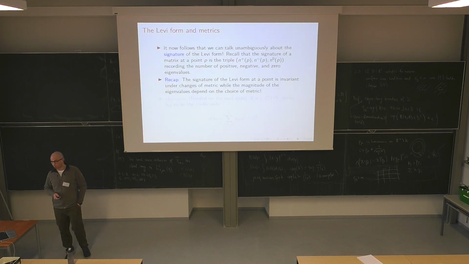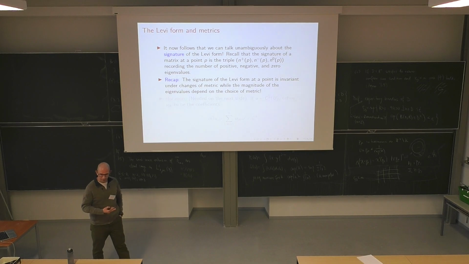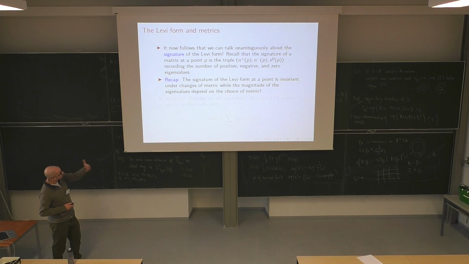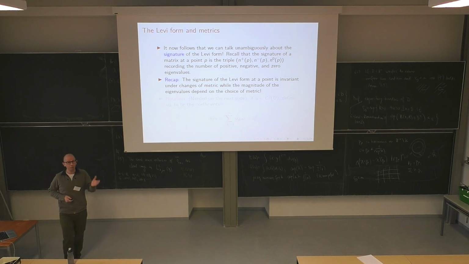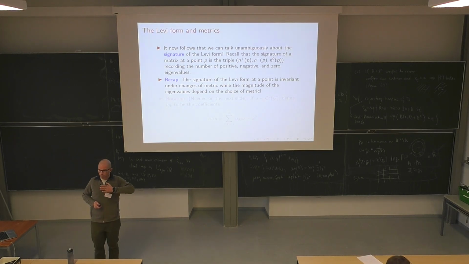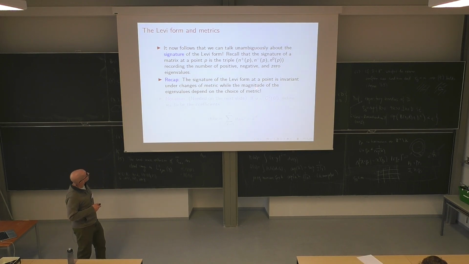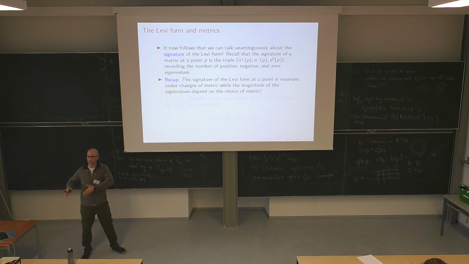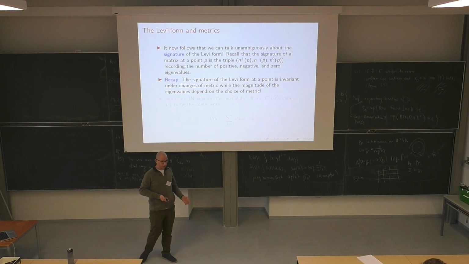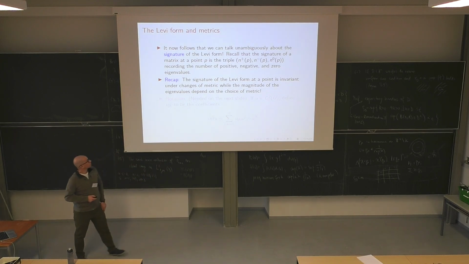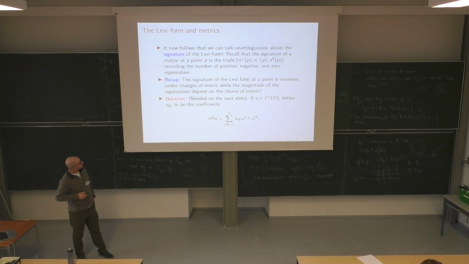All right, so once we have chosen the defining function and the metric, then we can talk about the eigenvectors and the eigenvalues. One of the things that is independent of both the metric and the defining function is the signature. The signature is just the triple (n+, n−, n0), which is the number of positive, negative, and 0 eigenvalues. I'm going to need this notation on the next slide.